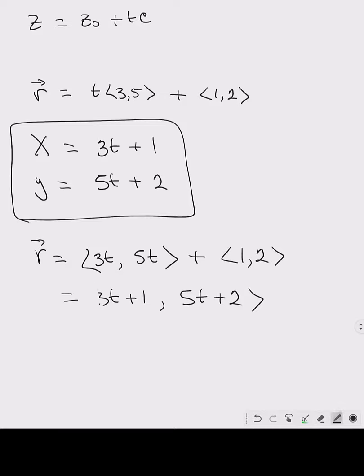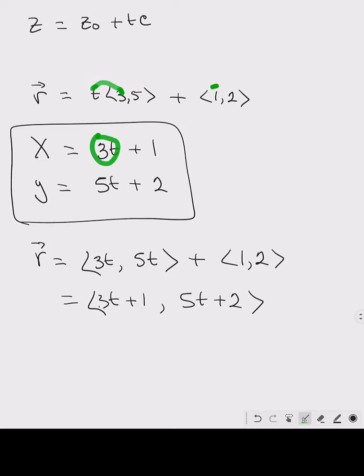Now again, when you're doing it, I just look at the actual vector itself and I say, oh look, it's t times 3 and t times 5. So the first component multiplied by t, and then plus the first component, which is 1. And then t times 5, and then plus the second component, which is 2. But if you actually wrote it out, the x part would be here, and the y part would be there.